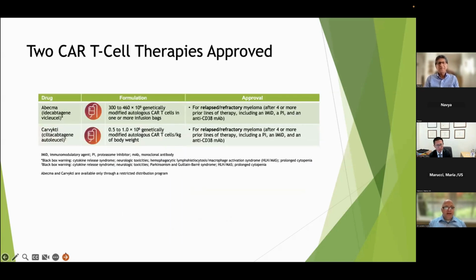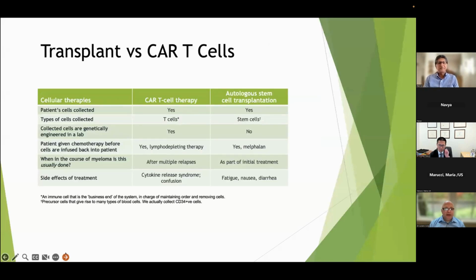So we have 2 CAR T cell therapies that are approved. One is called Abecma. That was the first one to be approved. The other is called Carvykti. That was the second one to be approved. They have some subtle differences in how they are dosed, but the approval is essentially identical. It's for patients who have had 4 or more different treatments, or 4 or more different regimens, and whose disease has been exposed to an IMiD like Revlimid or Pomalyst, a PI like Velcade or Kyprolis, and an anti-CD38 monoclonal antibody like Darzalex or Sarclisa.